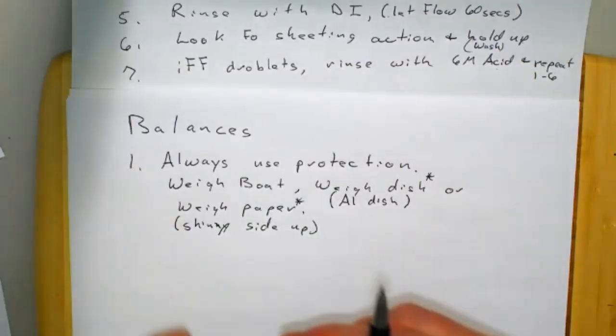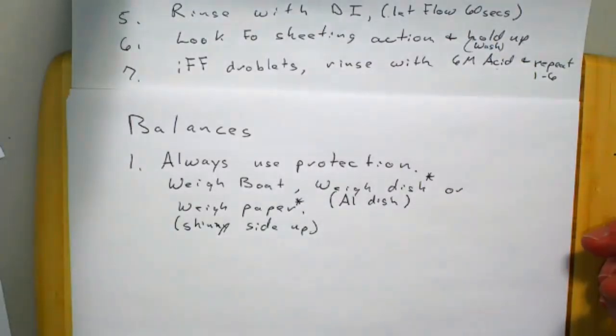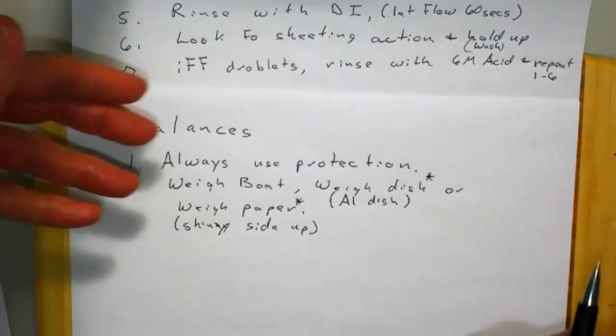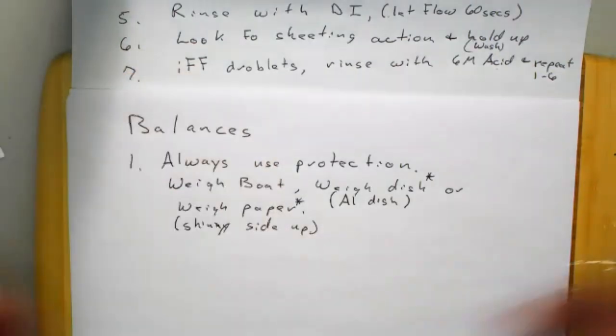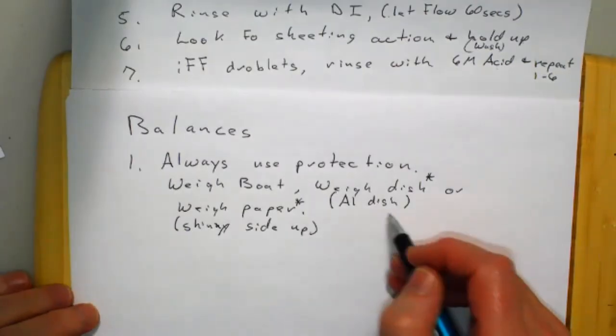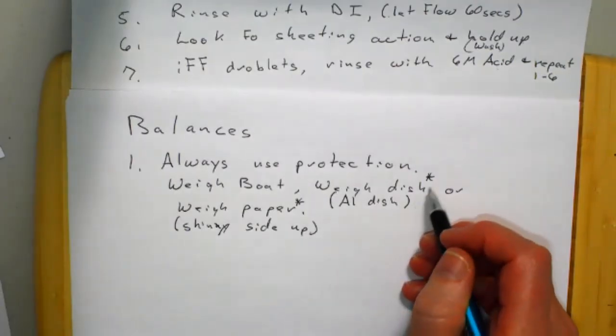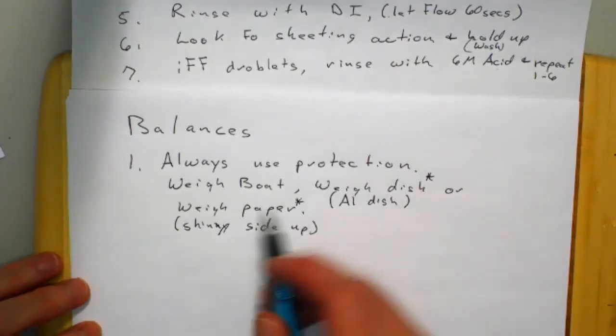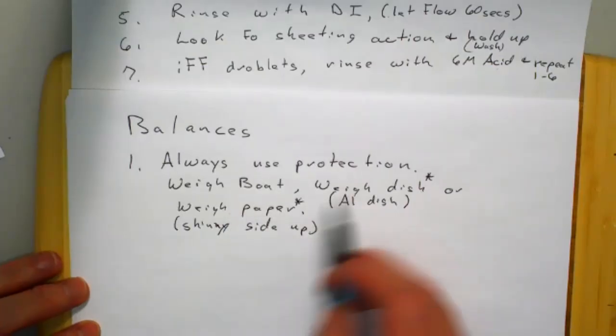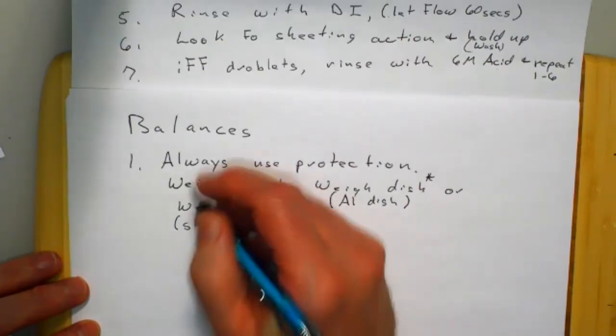So I'll shape it to a pour spout, and then I'll use water, DI water, to transfer the material into the flask. The aluminum weigh dishes are usually people's favorite thing to use, or weigh paper, depending on the size of your sample.